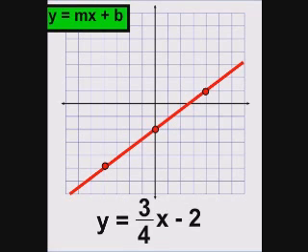There's the graph of our line. Notice that we didn't have to do any math in terms of generating a table or doing any calculations. All we had to do was use the numbers that were in the equation to generate our graph. Let's do another example.